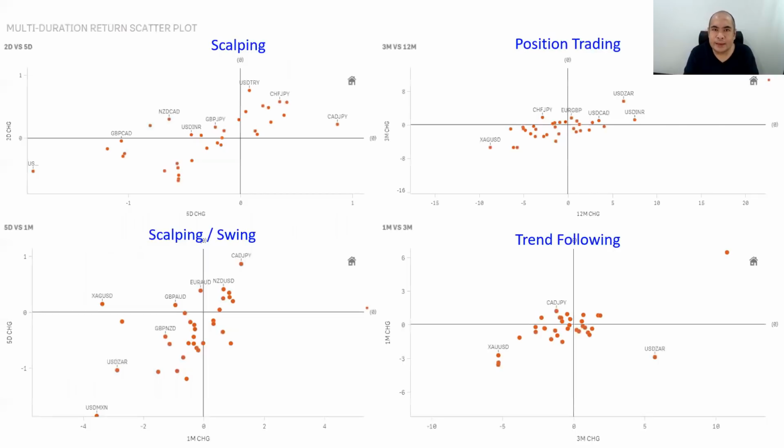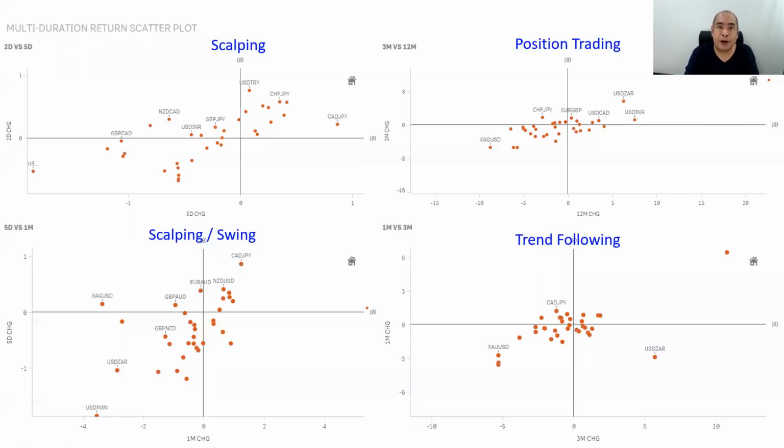Now, I've already discussed my preferred multi-duration combinations. I just wanted to share with you that knowing what multi-duration combinations you can use, you can actually define the trading strategy for analyzing specific combinations. So what do I mean? For example, if you're a scalper, if you're a day trader, and you're trying to trade momentum given your preferred style, your best bet for identifying trading opportunities will be to use the 2 days versus 5 days.